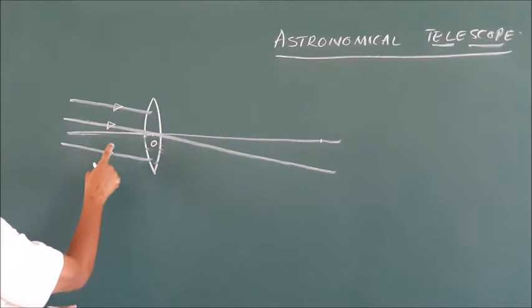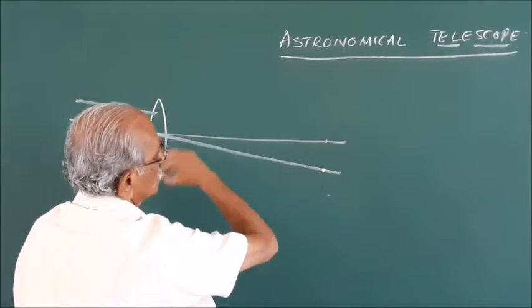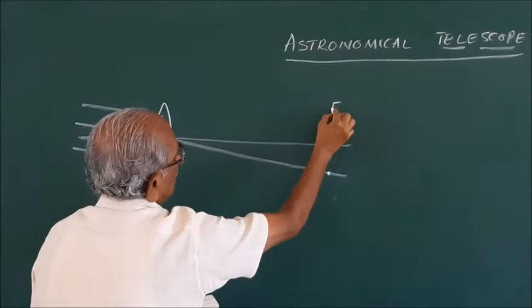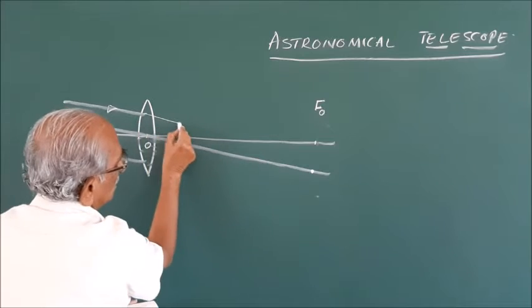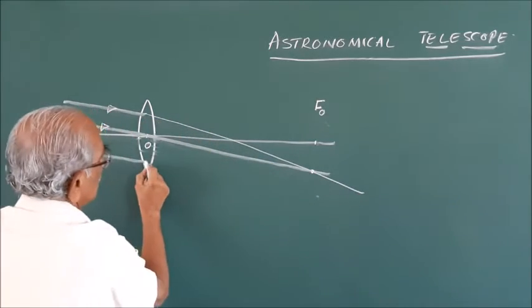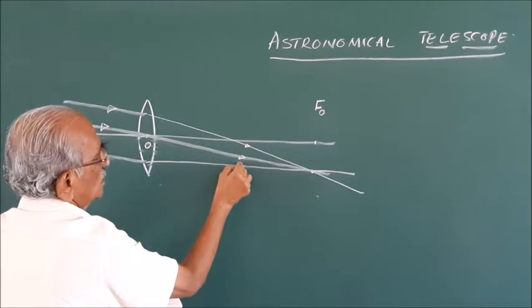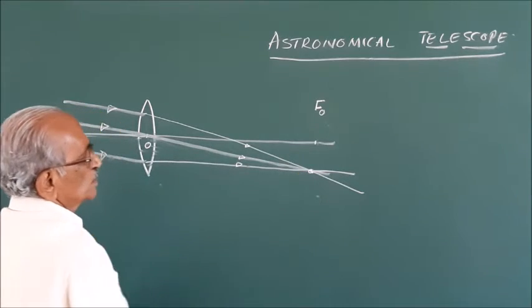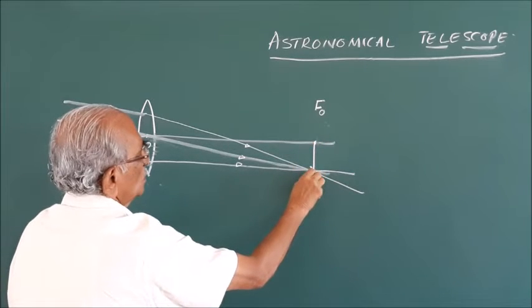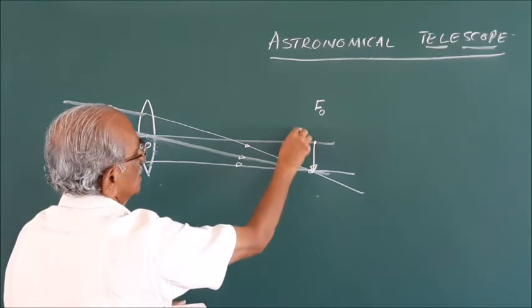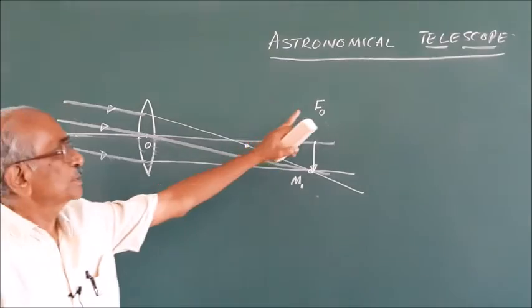If the beam is inclined to the axis, the beam gets converged at a point below the principal focus of the objective, F0. So here you have a ray like this, that gets converged from the topmost point of the object. So this is the image of the topmost point. Now for every point the same thing holds good. So you have the first image, I1M1, formed at the principal focus.